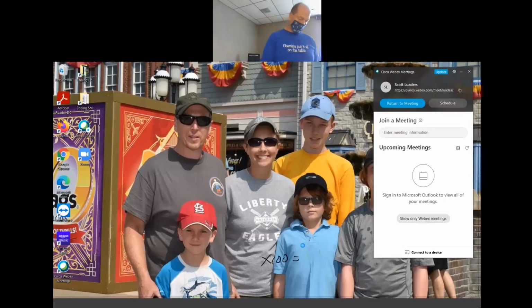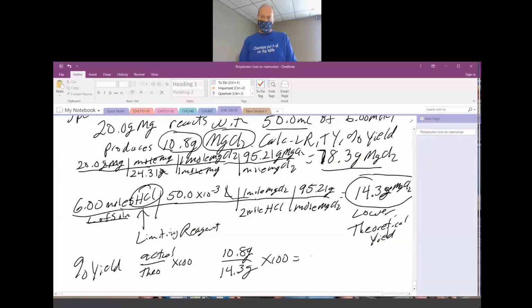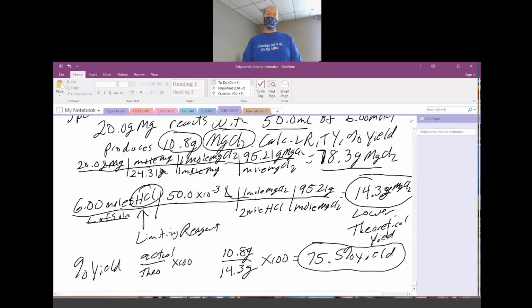So then you take your 10.8 divided by your 14.3 times 100, 75.5. So you get a 75.5% yield. And that's as hard as the problem can get. It is hard because you were given a molarity and a volume. And so most people can go to moles from grams and just use the molar mass. But molarity and volume, if you don't know what capital M is, it's impossible to get to moles.